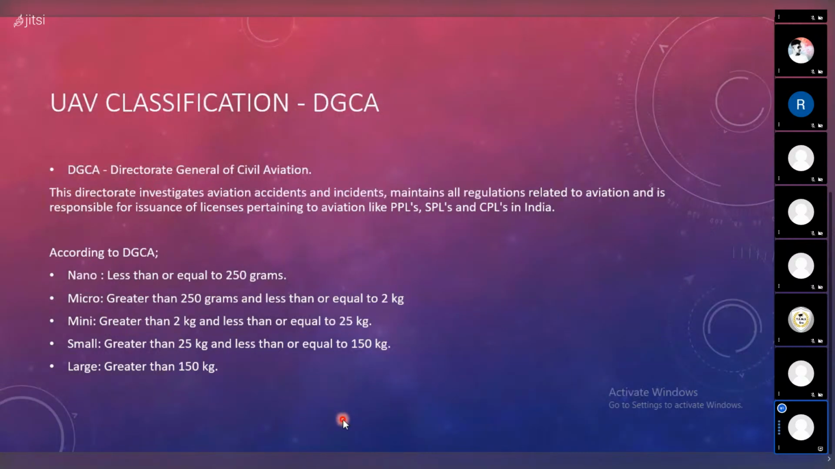So where do you do the registration for all those drones that you have or are planning to have, or maybe you want to make your own drone? Where do you register the drones that you have? So the DGCA looks into this. DGCA is the Directorate General of Civil Aviation.